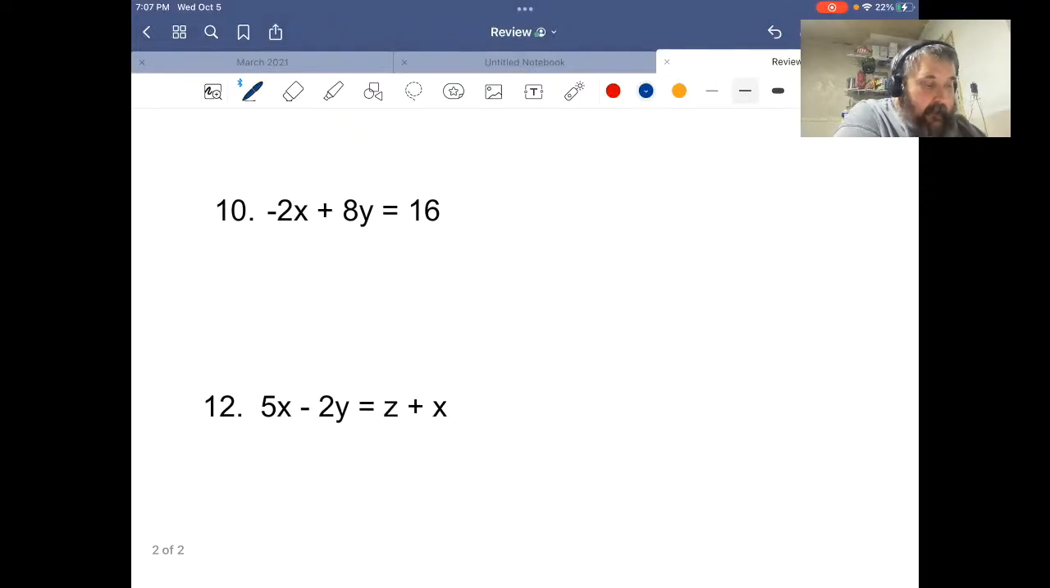Okay, so we're going to solve for x. Same thing we did here. So we're going to negative 2x minus, well, let's do it this way. Decide what you want to get on. I don't like working with negatives, but we're going to have to with this one. So I'm going to subtract 8y from both sides. So I'm going to get negative 2x equals 16 minus 8y.